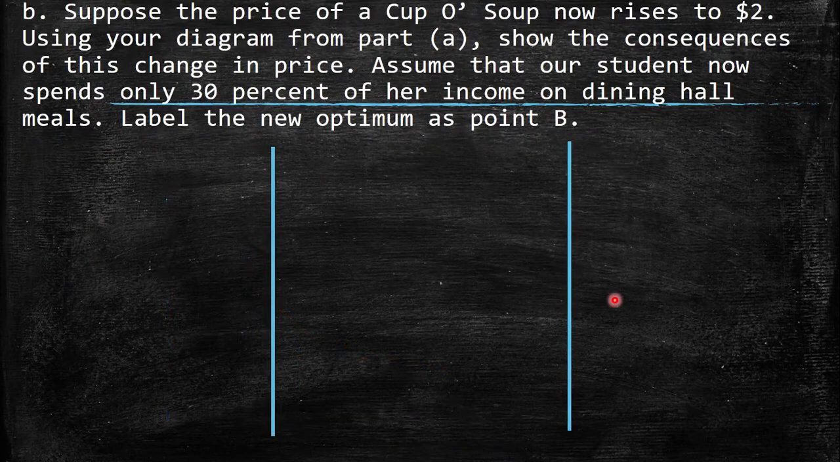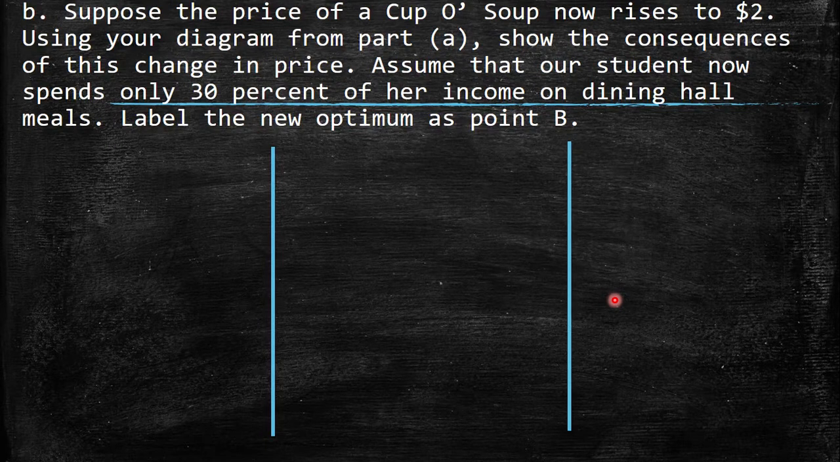Then B, suppose the price of a soup now rises to $2. Then, using your diagram from part A, show the consequences of this change in price.